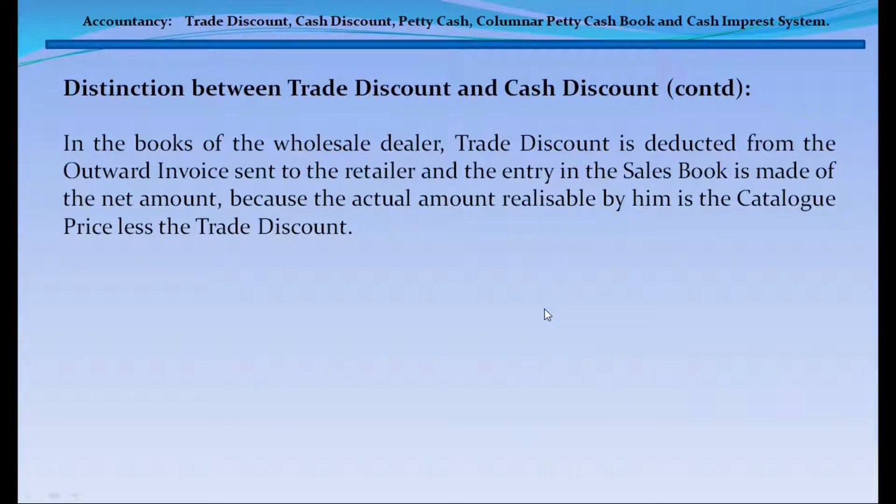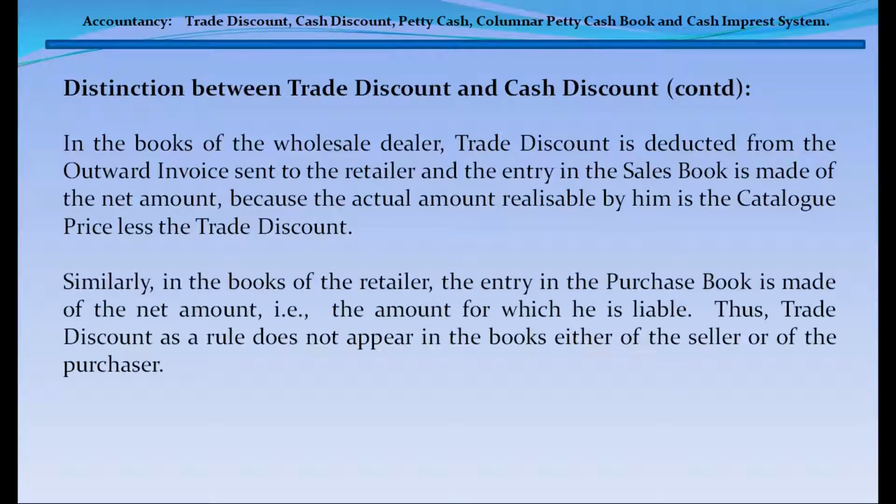Distinction between trade discount and cash discount. Again, in the books of the wholesale dealer, trade discount is deducted from the outward invoice sent to the retailer and the entry in the sales book is made of the net amount, because the actual amount realizable by him is the catalog price less the trade discount. Similarly, in the books of the retailer, the entry in the purchase book is made of the net amount, the amount for which he is liable. Thus, trade discount as a rule does not appear in the books either of the seller or of the purchaser.